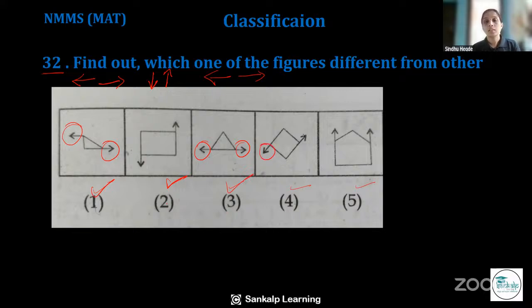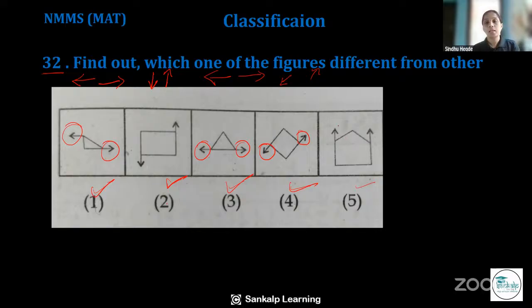Then the fourth one, look at the direction of the arrows. Here one is like this and one is like this. Means one is towards the down and another one is towards the up. So this one also faces different, opposite directions. Image 4 also follows the same pattern.